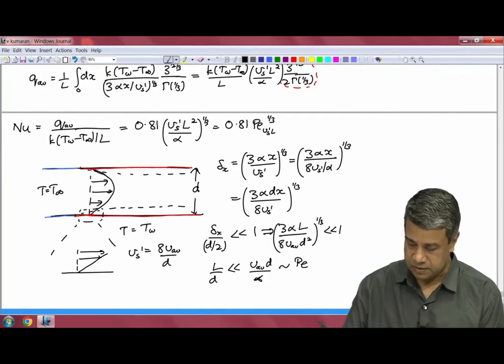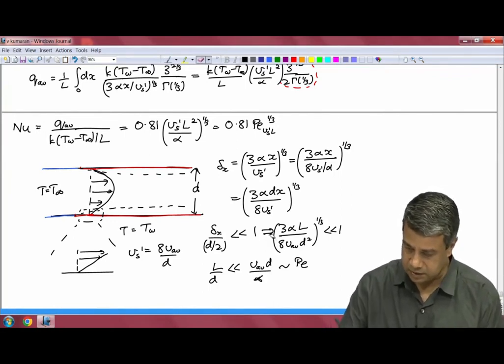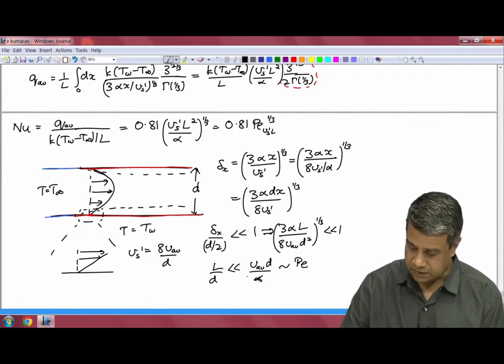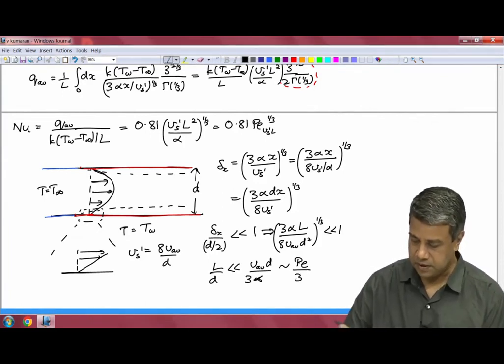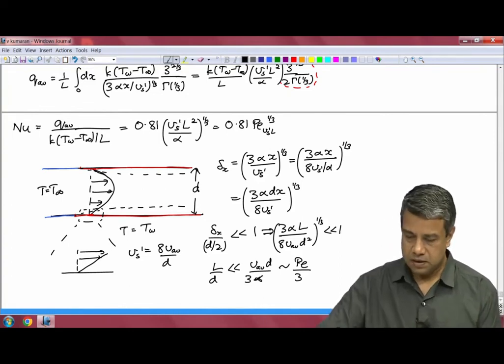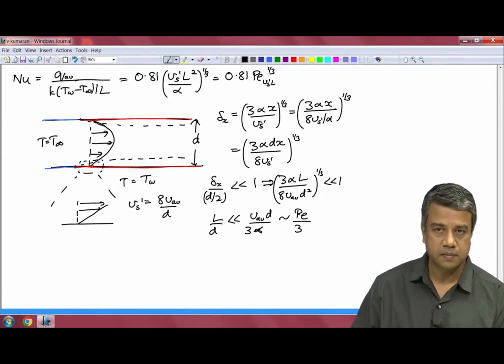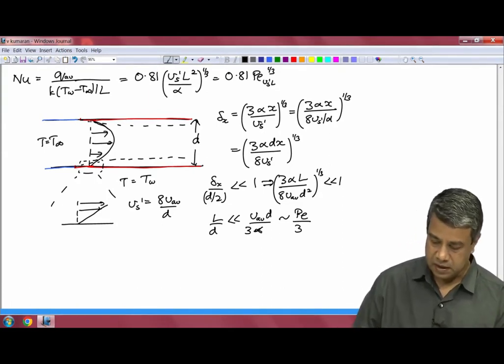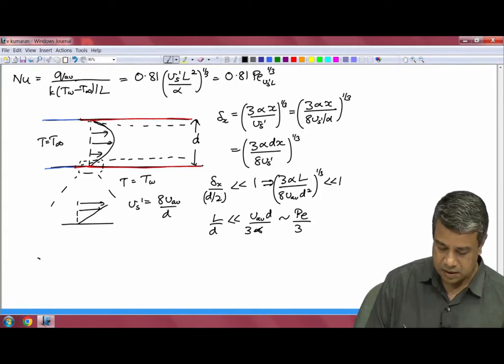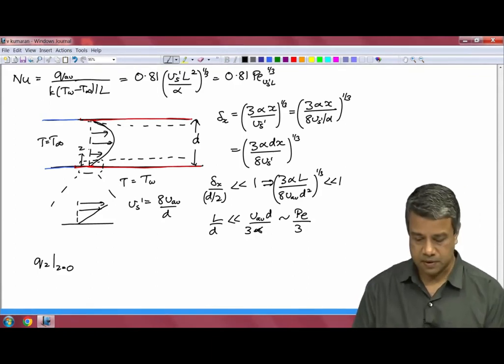And there was a factor of 3 there, so I should put in the factor of 3. The factor of 3 is not really important, but it was there in the original expression, so I am putting that in. So, that is the condition under which the boundary layer thickness is much smaller than the pipe radius. Under this condition, I can get the average flux at z equal to 0, where z is the distance from the pipe wall.